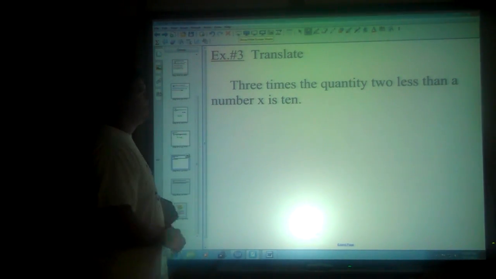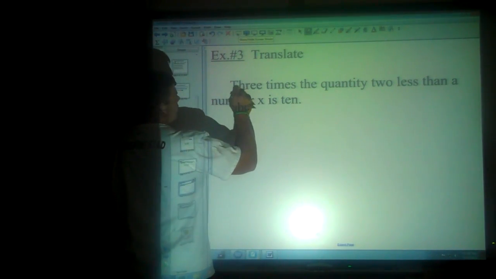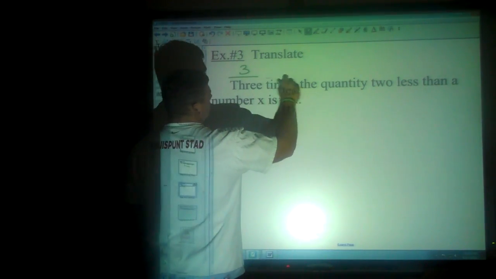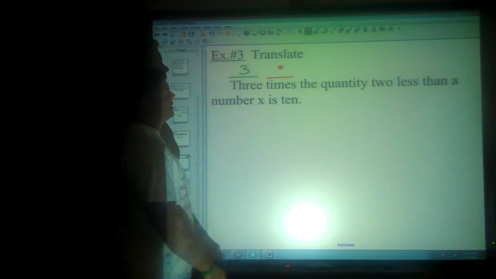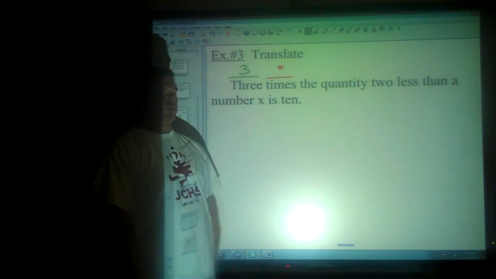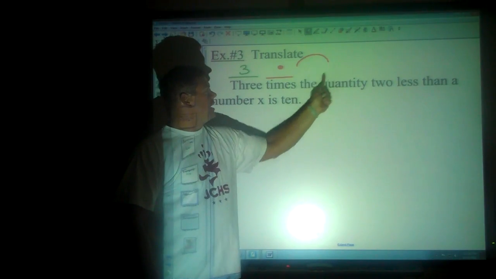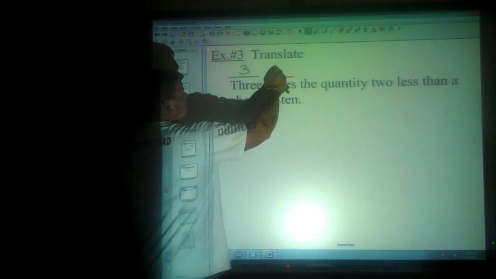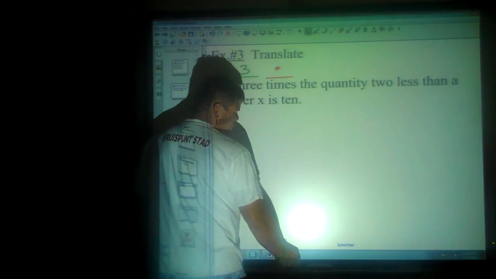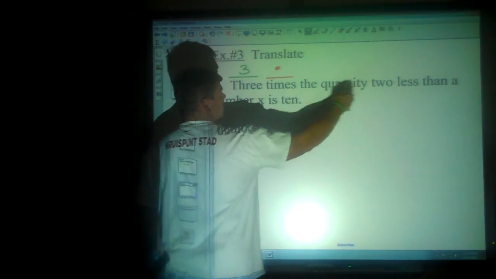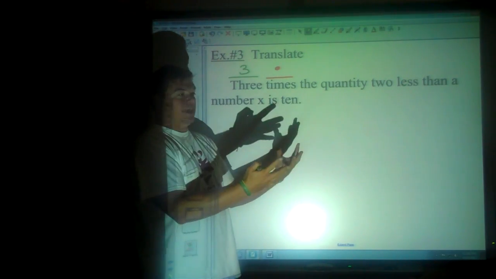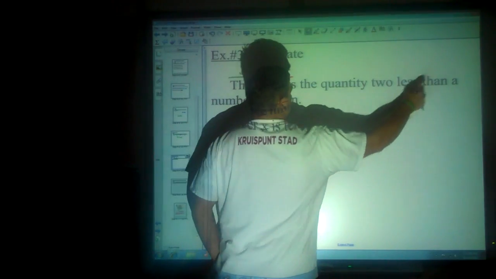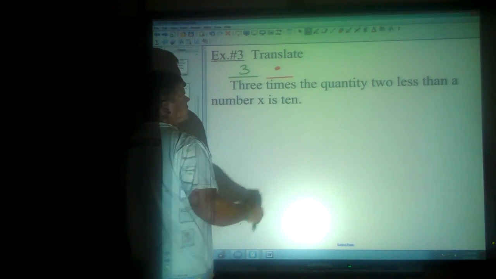More translation. So here we have 3 times, so that means multiplication. 3 times what? You can't just take 3 and multiply it. 3 has to get multiplied by something right here. So we have to have another value. So 3 times the quantity, okay, the quantity means there's going to be something that's done, some math is being done, where it says 2 less than a number x.